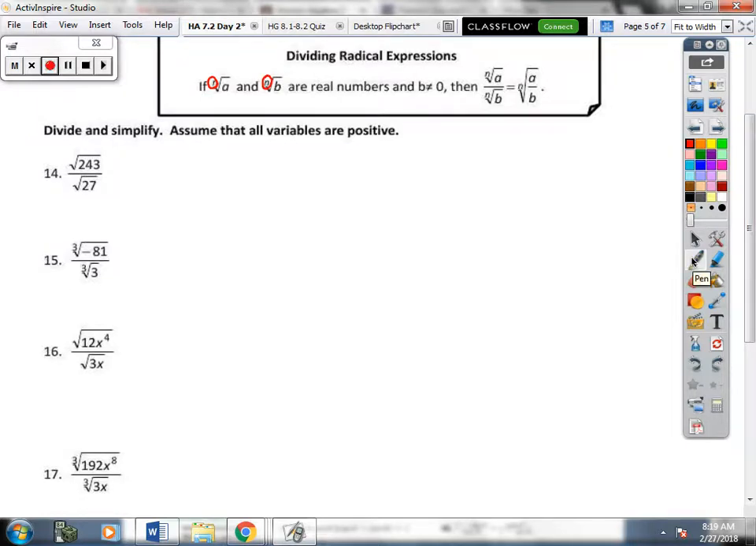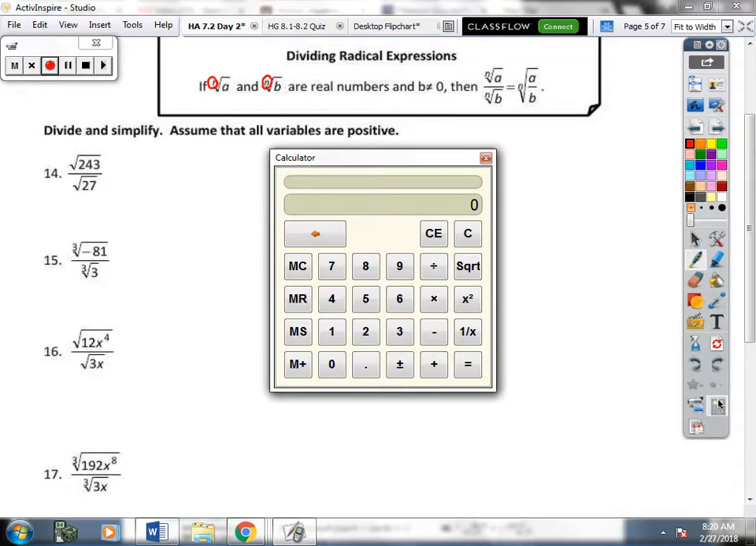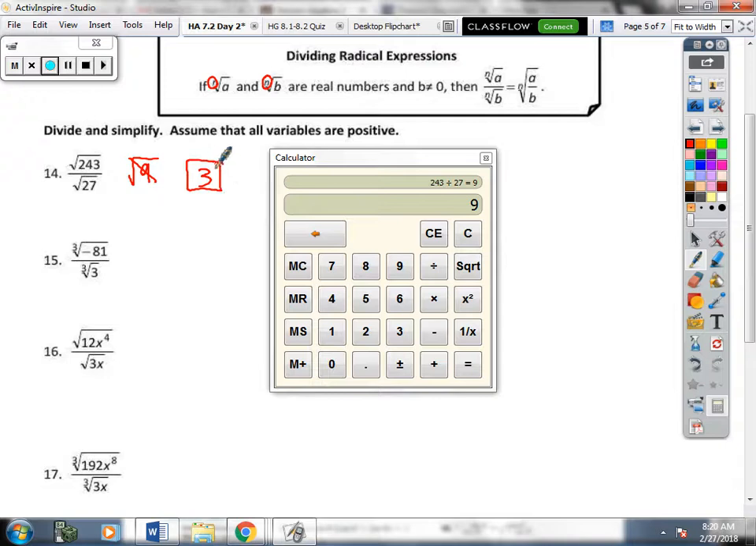Numbers 14 through 18 just say divide and simplify. We are assuming all variables are positive, so no absolute value bars needed. So 243 divided by 27 gives us 9. Since these are both under square roots, we can divide and keep the number under the square root, and the square root of 9 is 3. Technically positive or negative, but we're just going to assume they're positive because we don't see a negative in front of them.